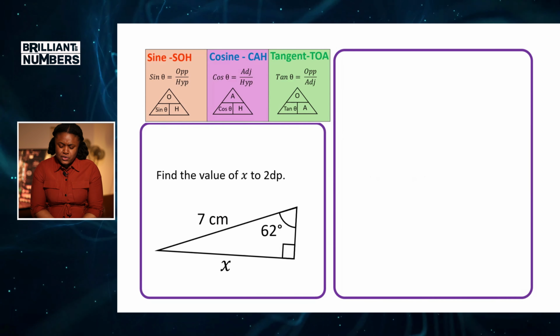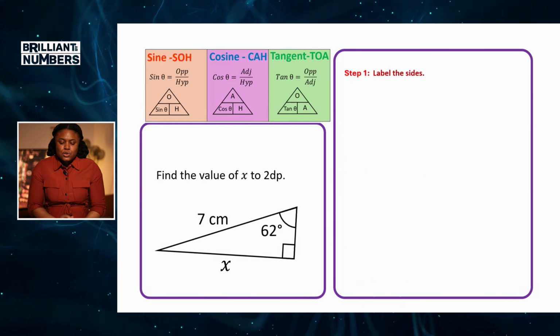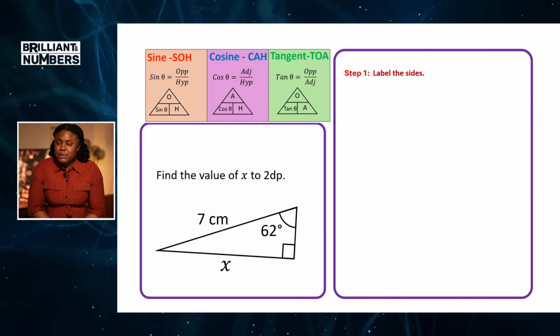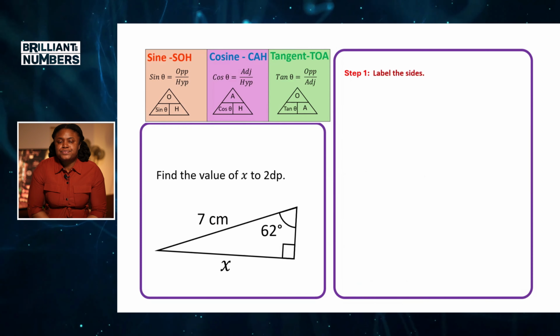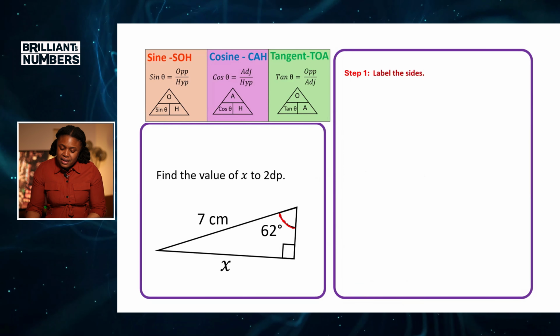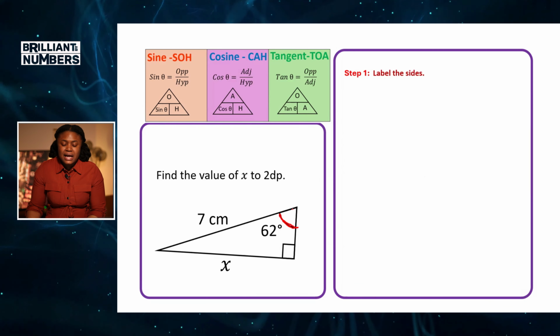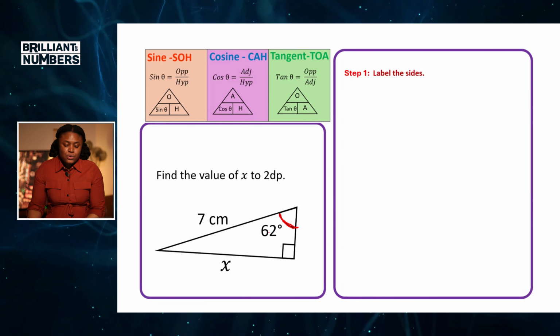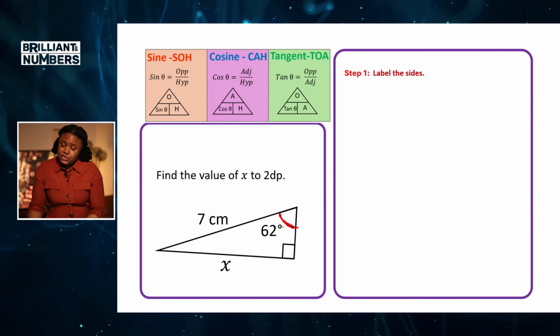So, focus, step 1. I must label the sides of my triangle. Now, very important note here. Whenever we are going to label the sides of our triangle, our reference point is always the angle. I cannot stress that enough. I must stand at my angle, and from there I will now focus on the sides that I have got. So I've got an angle of 62 degrees.